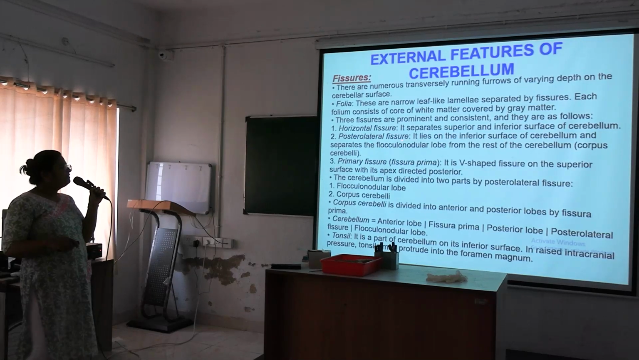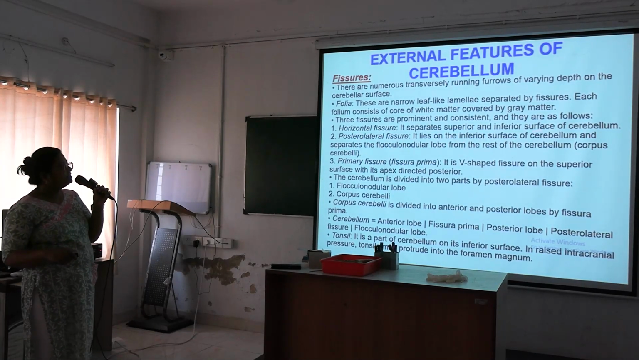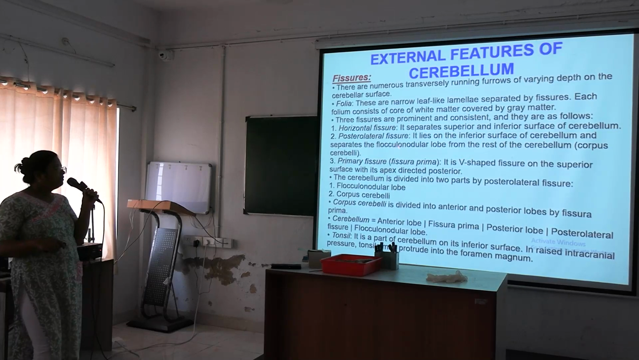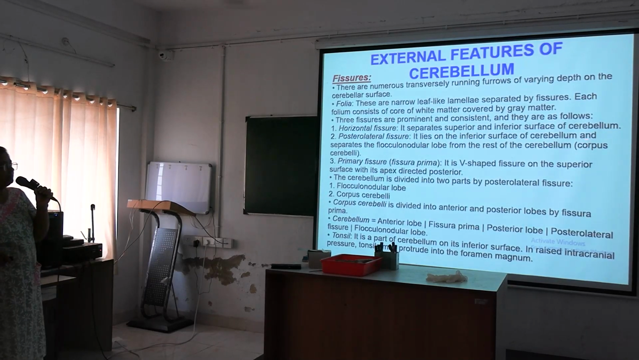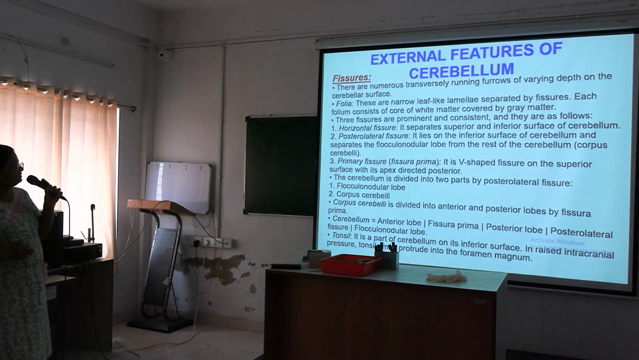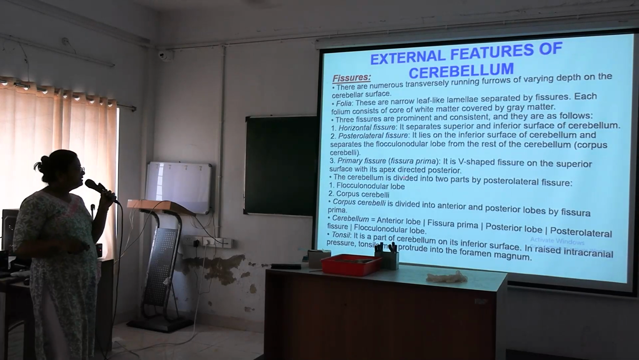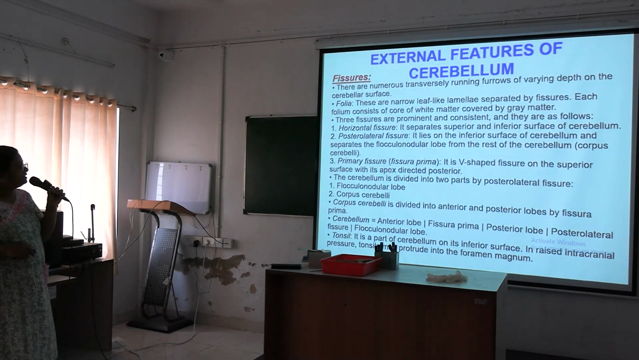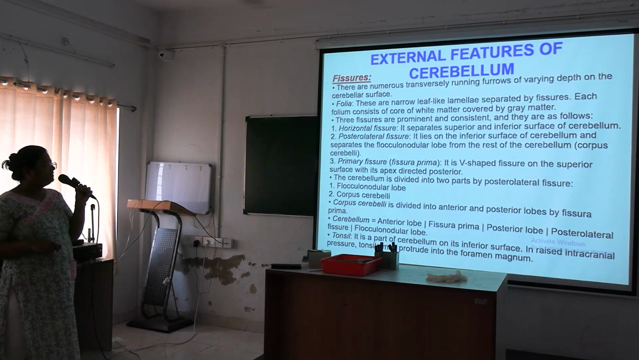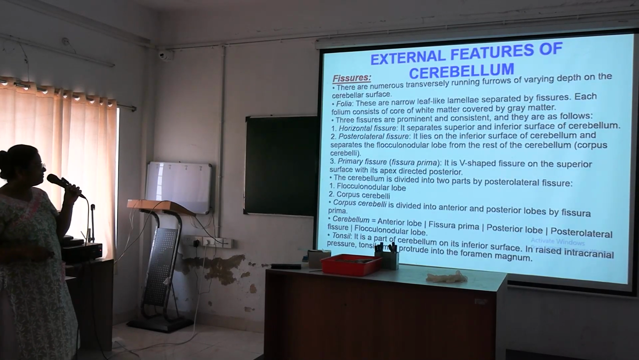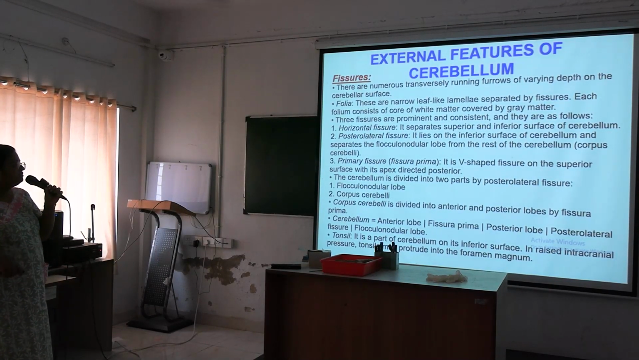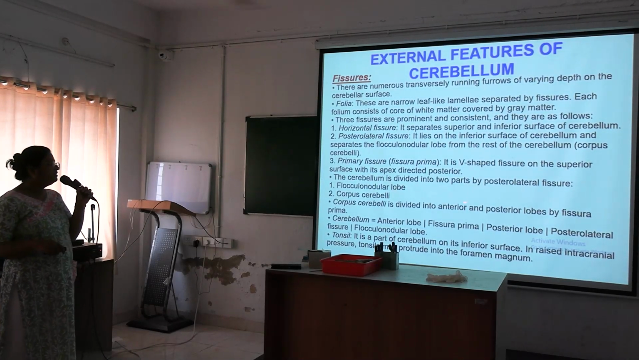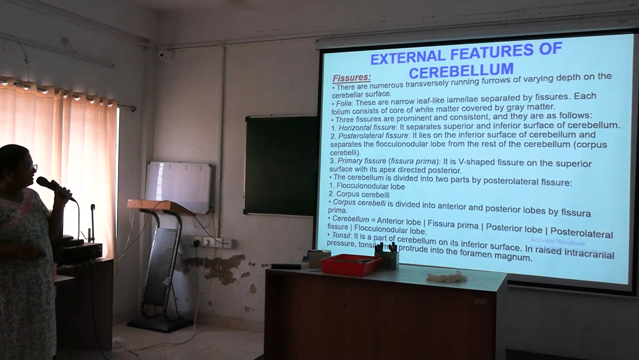Three fissures are prominent and consistent. They are the horizontal fissure, which separates the superior and inferior surfaces of cerebellum; the posterolateral fissure, which lies on the inferior surface of cerebellum and separates the flocculonodular lobe from the rest of the cerebellum, the corpus cerebelli; and the primary fissure or fissura prima, a V-shaped fissure on the superior surface with its apex directed posteriorly.